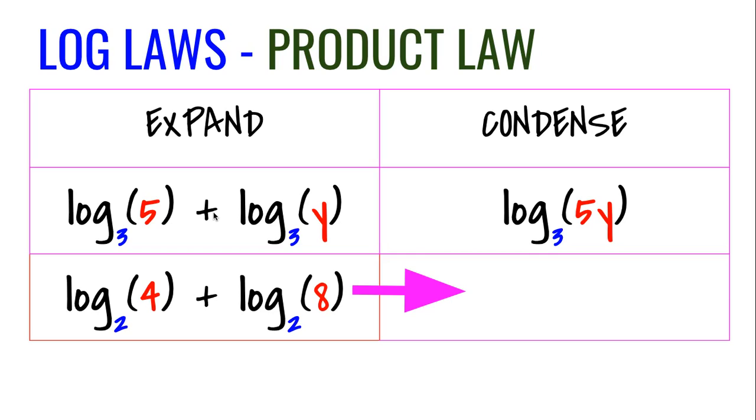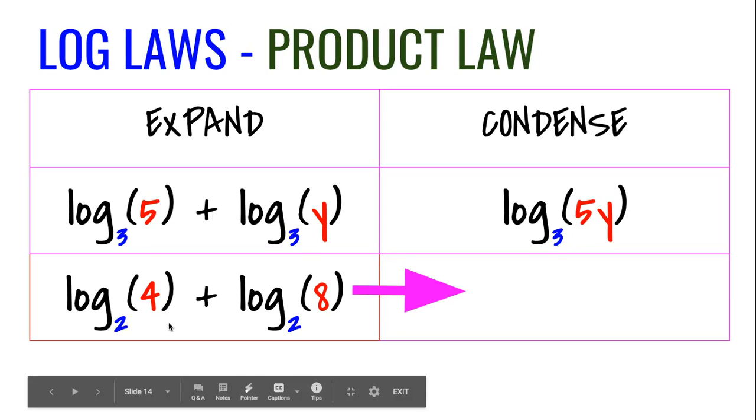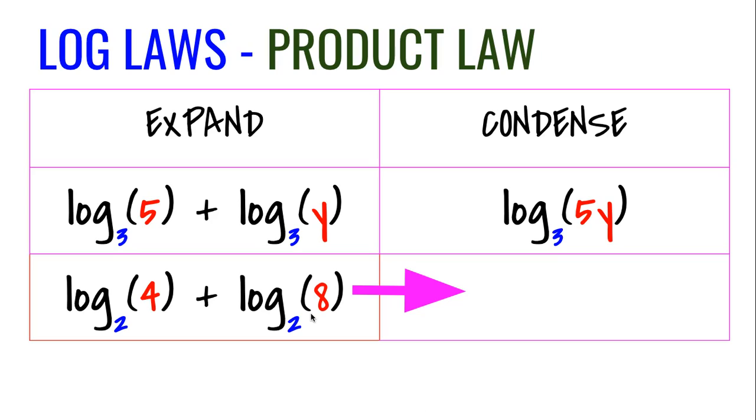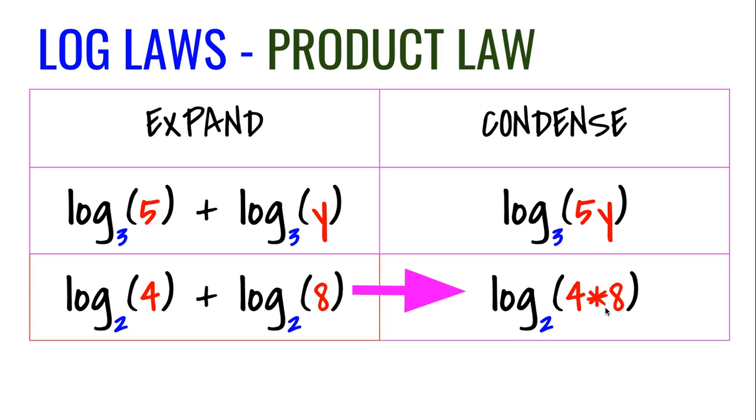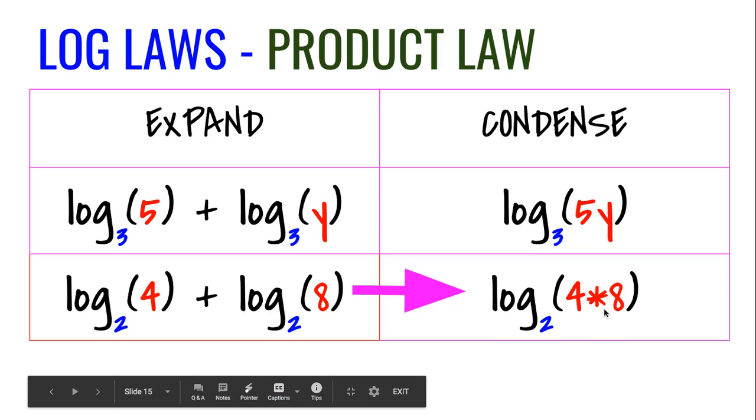We can also move the other way. Here's the expanded form of one logarithm. We have log base 2, same base, log base 2 of 4 plus log base 2 of 8. What do you think this is going to look like condensed? Log base 2 of 4 times 8. And remember our steps. Can we simplify anything? Yes, we can. We can multiply these numbers together and get 32.